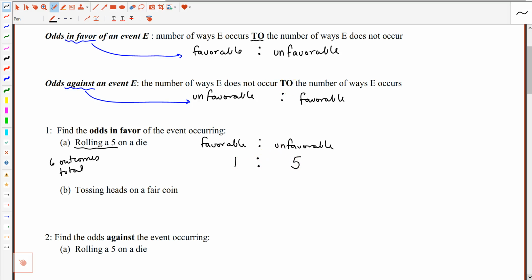Now let's take a look at a slightly different experiment. We're going to be tossing heads on a fair coin. Again, keep in mind how big your sample space is. When you're tossing a coin, there are 2 outcomes, heads or tails.